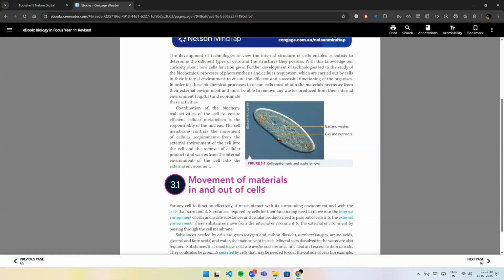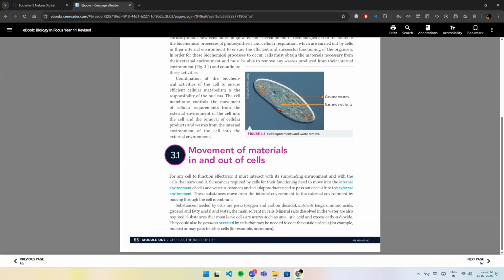In order for these biochemical processes to occur, cells must obtain the materials necessary from their external environment and must be able to remove any wastes produced from their internal environment and coordinate these activities. Coordination of the biochemical activities of the cell to ensure efficient cellular metabolism is the responsibility of the nucleus. The cell membrane controls the movement of cellular requirements from the external environment of the cell into the cell and the removal of cellular products and wastes from the internal environment of the cell into the external environment.